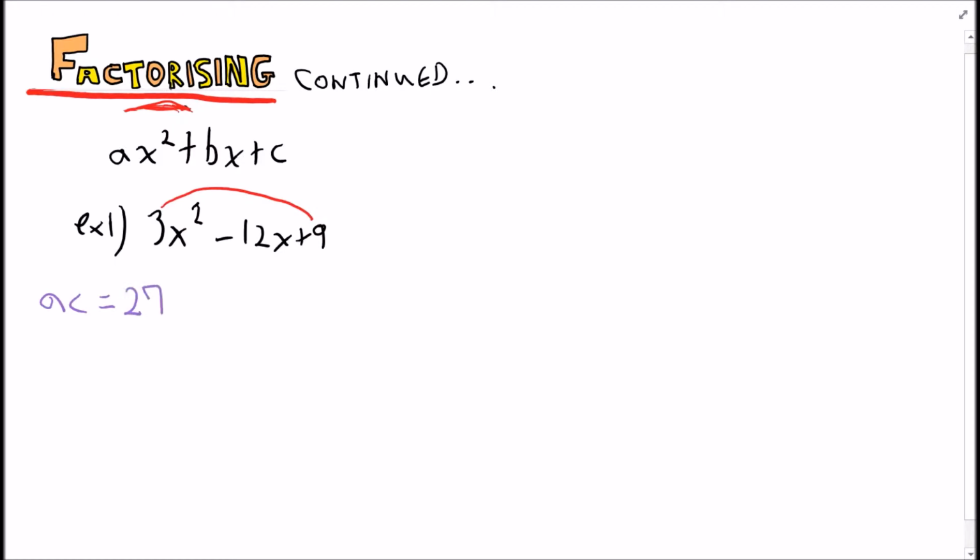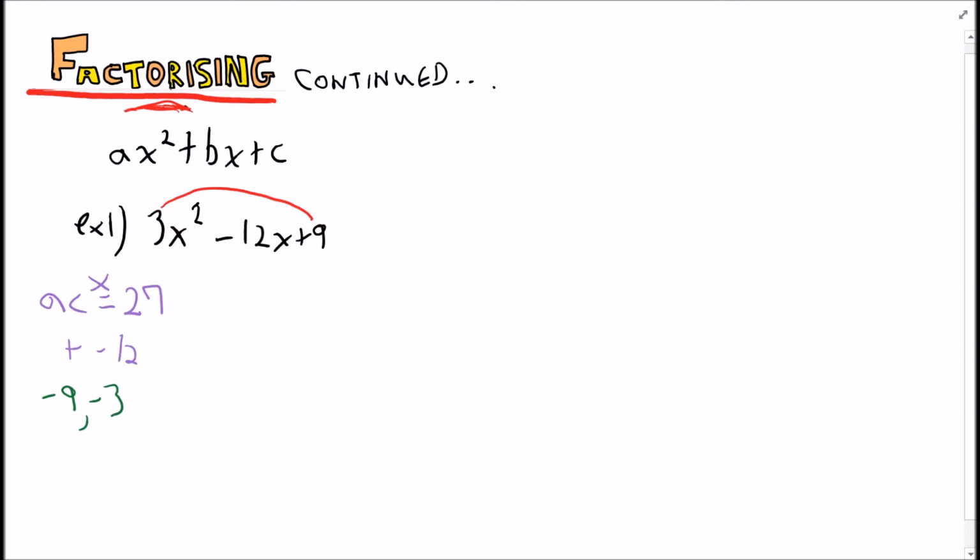So I'm looking for two numbers that multiply to 27, and those same two numbers are going to add to negative 12. So we're looking at multiplies to 27, adds to negative 12. So there isn't that many factors of 27. We've got 9 and 3, and if both of them were negative, you would get negative 12, but negative times a negative is positive, which is what we want. So the factors are negative 9 and negative 3.